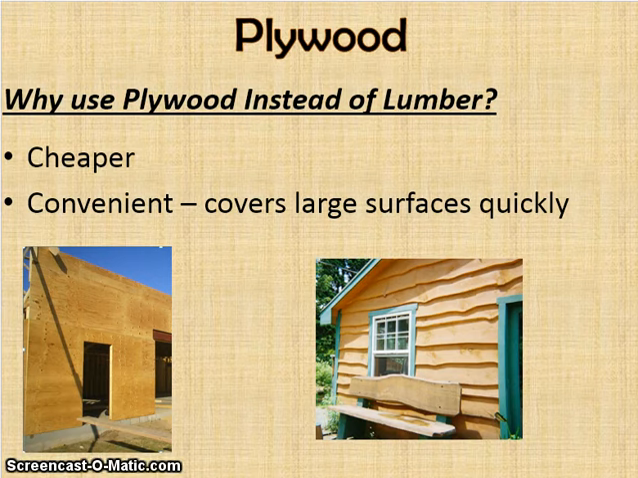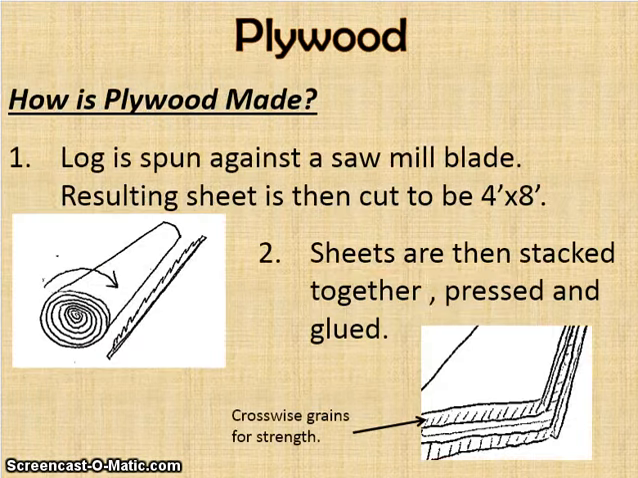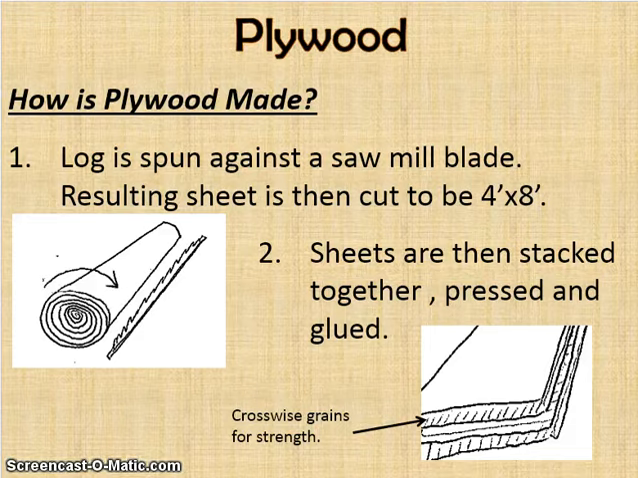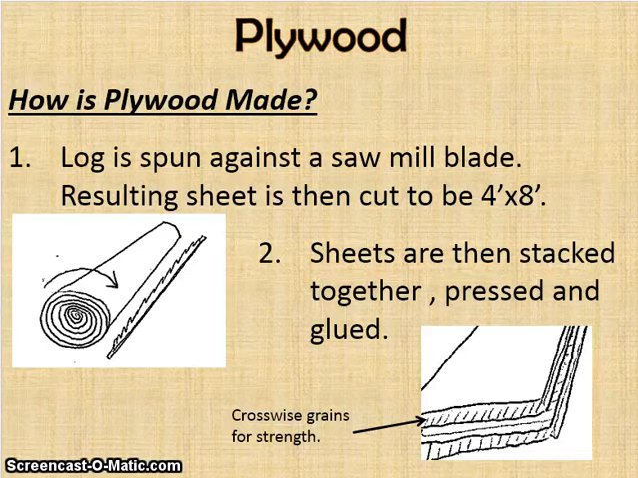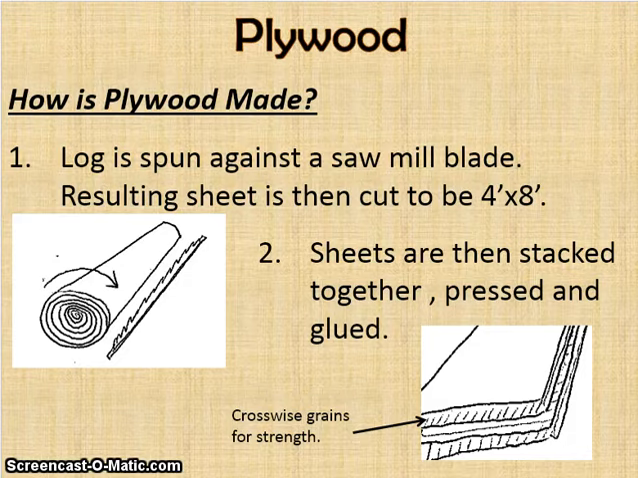Perhaps the biggest environmental concern with using lumber as a building material is the removal of habitat and resulting decrease in biodiversity. Plywood can be used as an alternative because it can easily cover a large surface area and it is also cheaper. But how do we get a tree into a 4-foot by 8-foot dimension? The sheets of plywood are made by rolling the log on a blade. The sheets are then stacked, pressed, and glued together, with the grain orientation alternating for each sheet.